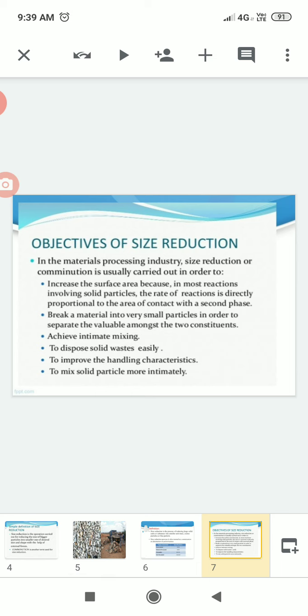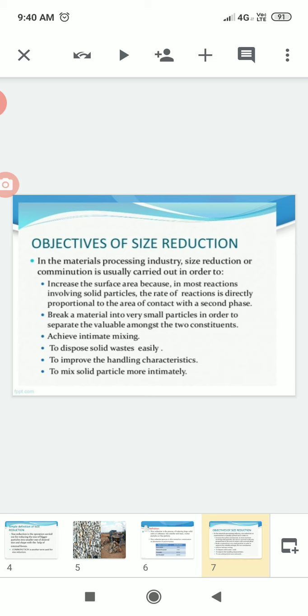Now we talk about what the objectives of size reduction are. In the materials processing industry, size reduction or comminution is usually carried out first in order to increase the surface area, because in most reactions involving solid particles, the rate of reaction is directly proportional to the area of contact with a second phase. Got it? It increases the surface area.